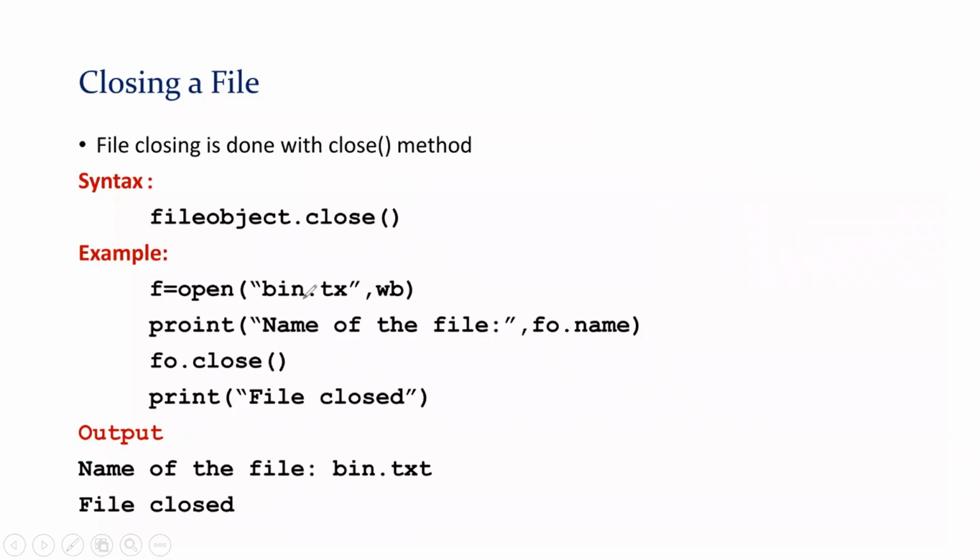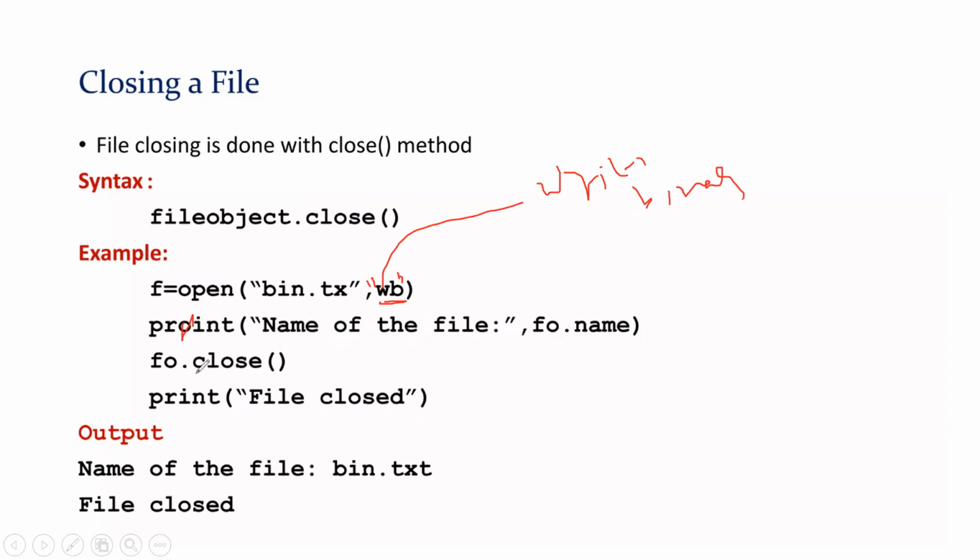Now I'm going to open one file, that is bin.txt, not txt. And with wb. What do you mean? WB means writing into binary files. Okay, ignore the mistakes.